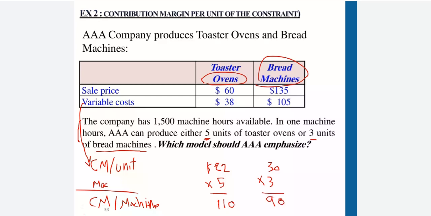Not contribution margin per unit. No. Per contribution margin per machine hour. Which one should I emphasize? Emphasize, meaning focus on in production. Do I produce toaster ovens or bread machines? Of course it will be toaster ovens. Why? Because toaster ovens will give me the highest contribution margin per hour. So if I direct all my production to toaster ovens, it will earn me more per hour.